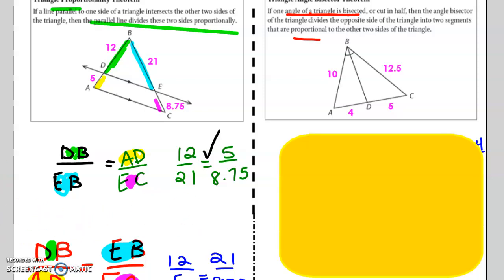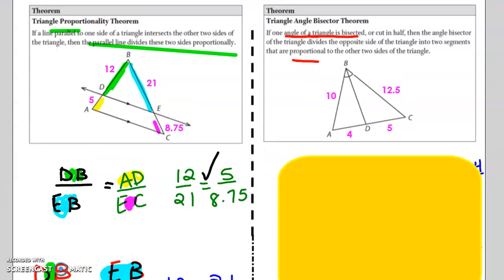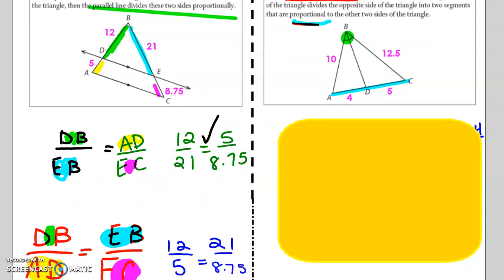Sorry, just having some issues with my stylus. All right, here is the next theorem. It is called the triangle angle bisector theorem. Basically it says if we have an angle in a triangle that is bisected, and bisected means split in half, then the angle bisector divides the opposite side, in this case side AC, proportionally. Knowing this, I can set up a problem now like so.